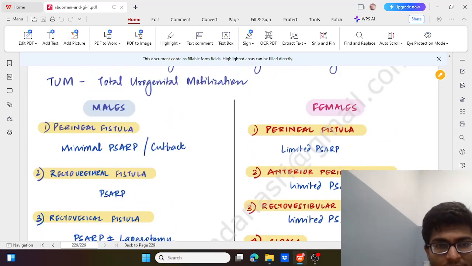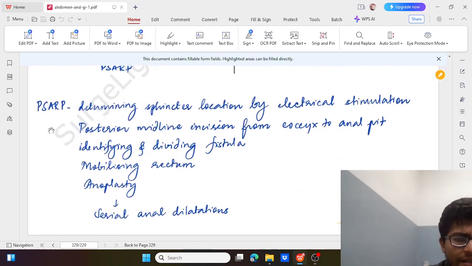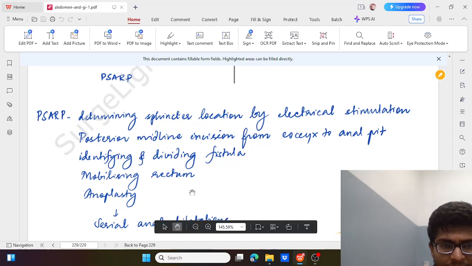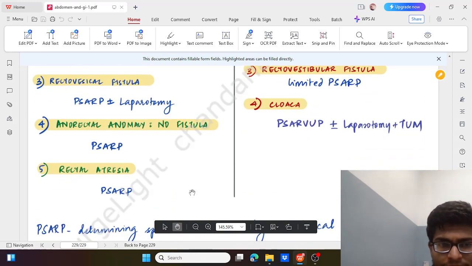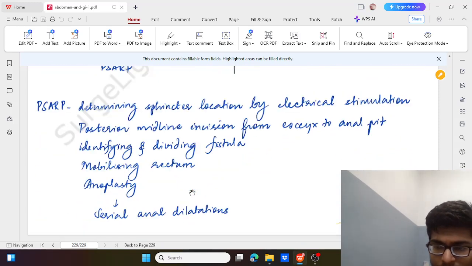and total urogenital mobilization. Then coming to PSARP in some detail, in PSARP we determine the sphincter location by electrical stimulation. A posterior midline incision is given from coccyx to anal pit, identifying and dividing the fistula, mobilizing the rectum, anoplasty, followed by serial anal dilatation. This is the most common surgery that is performed and is useful for most of the anorectal malformations. So this was all about anorectal malformation.